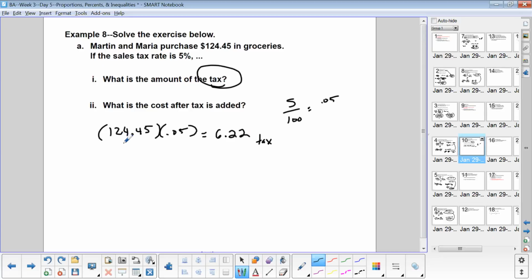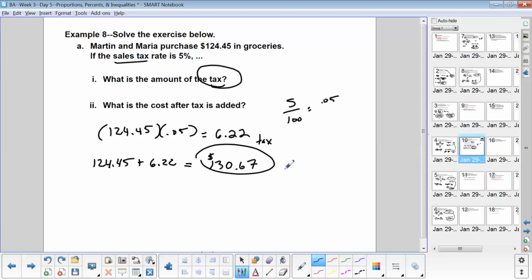So $124.45 times the percentage that's going to be taxed is $6.22. Well, that's going to then be added on. When we're talking about sales tax, it's going to be added on with the $6.22. So we have $124.45 plus $6.22, which equals $130.67 of what Martin and Maria have to pay in total, and that's with tax.